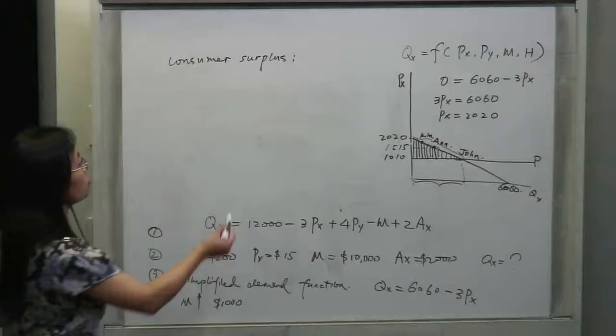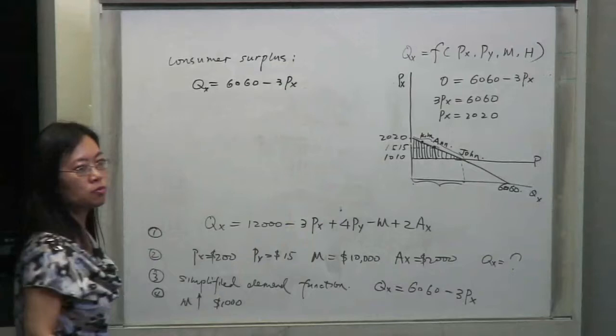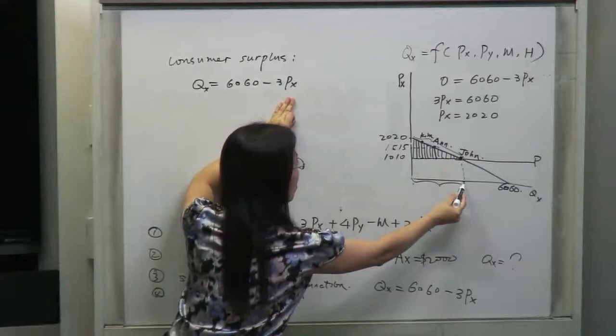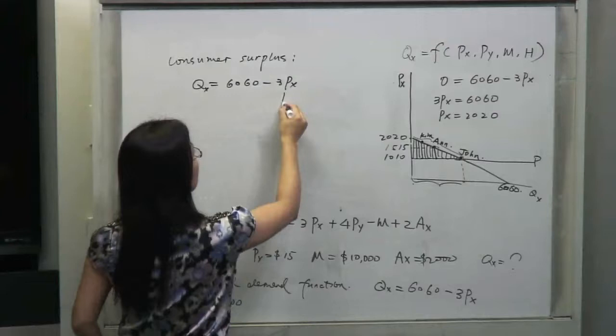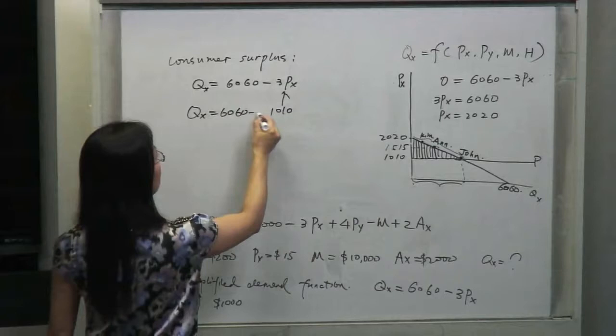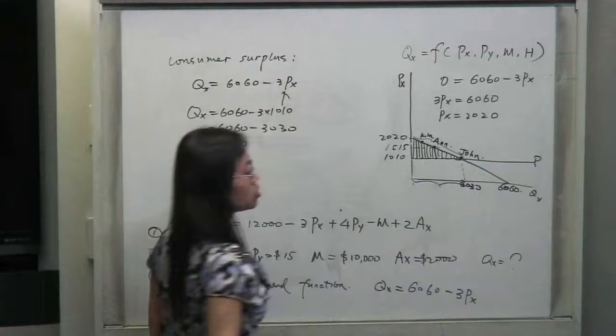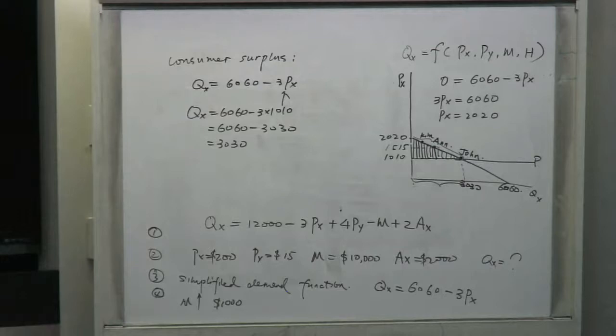Let's write down our original simplified demand function, right? In this demand function, you have Qx and Px. And look at this point here. We are looking for the quantity for this one, but we already know the price for this one, which is 10. So we're going to plug 10 right into here. Then the value we found is right here. Everyone follows the procedure here?